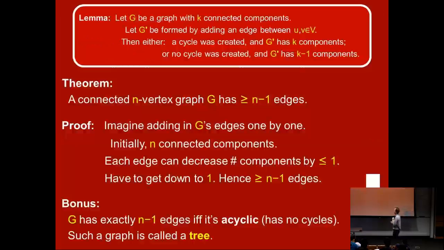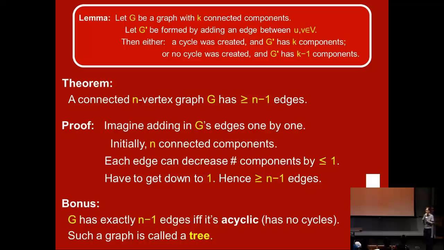OK. So I hope you can still read it. Let's go back to proving the theorem that if you have an n-vertex graph and it's connected, it has to have at least n minus 1 edges. Actually, does somebody want to suggest the proof based on even just the first part of this lemma? How can we show that if you have an n-vertex graph and it's connected, it has to have at least n minus 1 edges?